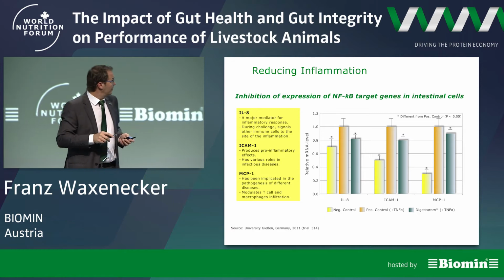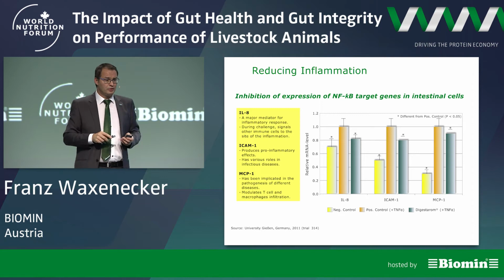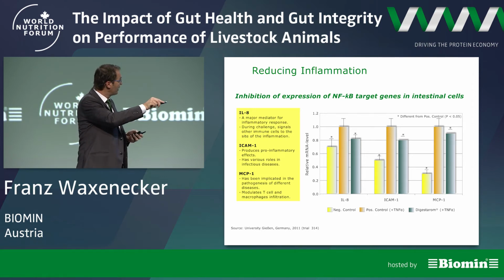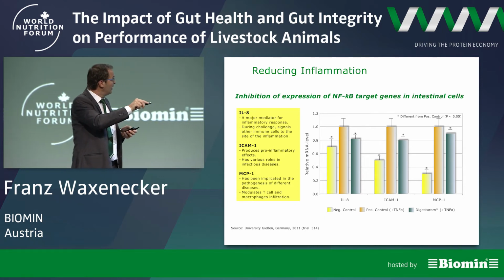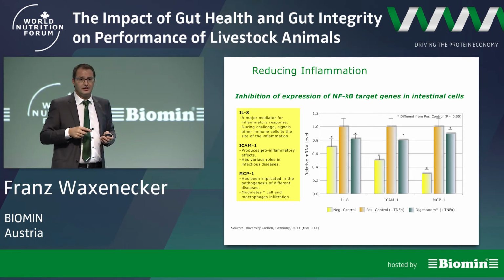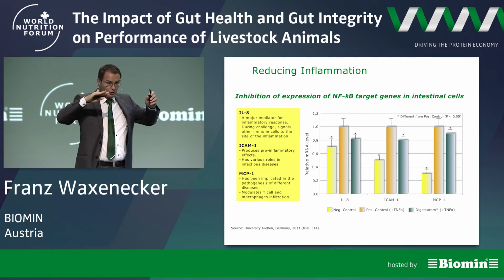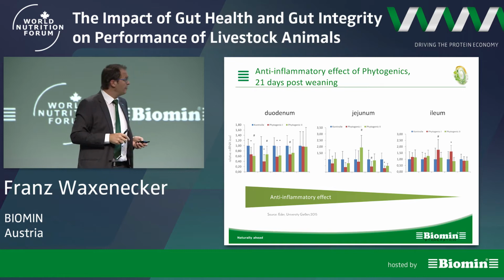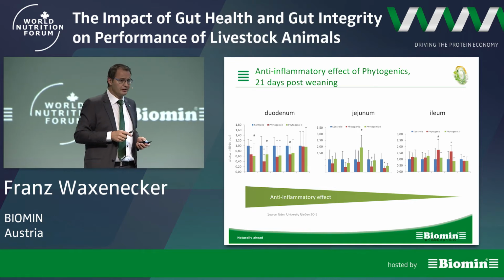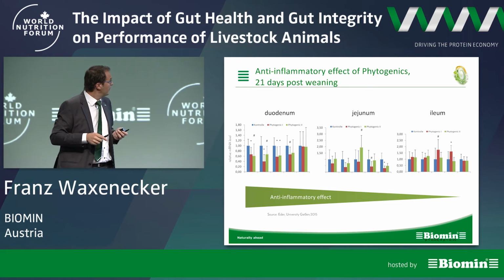and the impact on the pro-inflammatory cytokines IL-8, ICAM-1, and MCP-1 was studied. And we saw that from the yellow group to the orange group, which is from a negative control to a positive control, inflammation parameters went up, and the green group received a phytogenic substance, and we see that most or all of the inflammatory parameters could be reduced again. First step, in vitro.